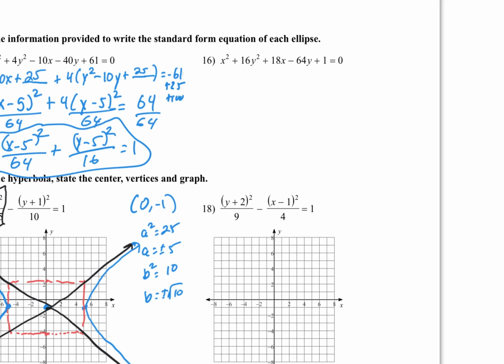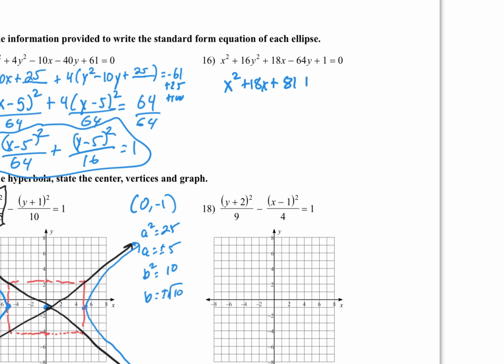So we've got x squared plus 16y squared. We've got that number out in front of our y squared now, so we're going to have to deal with that. Plus 18x minus 64y plus 1 equals 0. We're going to start with our x's. Rewrite it: x squared plus 18x. Complete that square: 81, half of 18 squared.